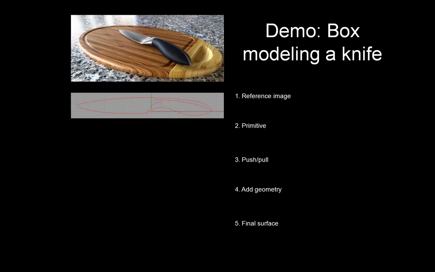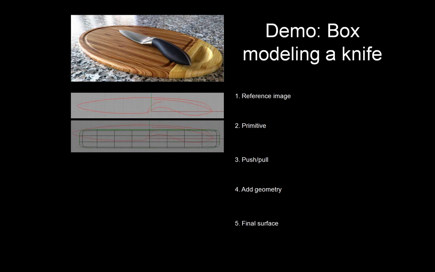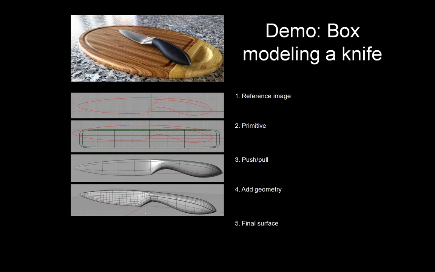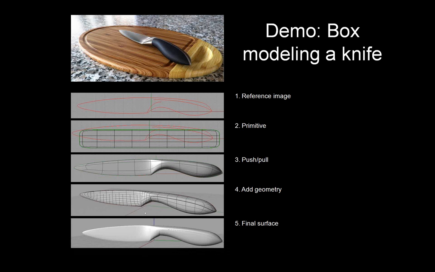In this case, we have some 2D curves. Then create a primitive, like a box primitive, and just kind of put that near the lines. Then push and pull on the control points until you fit the primitive to your reference image. Finally, add some more geometry to get more detail to the model, and then finally you get your final surface. So with that overview of this box modeling process, let's jump right into the demo and show how to use T-Splines for Rhino.